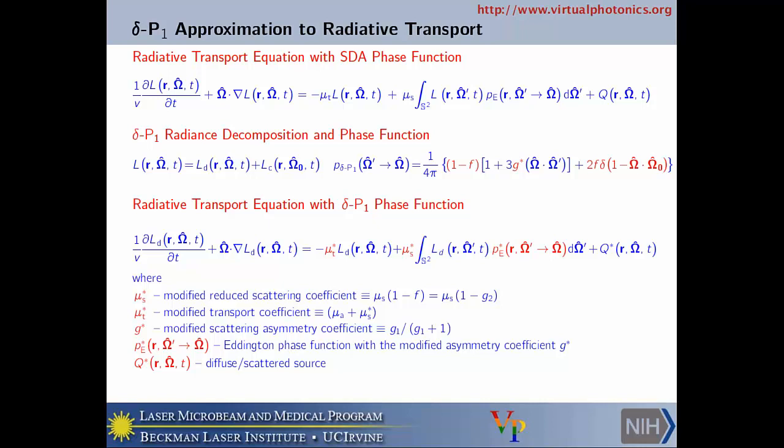And then if you go through the mathematics, there's a reduction of the g that's used in the Eddington phase function that becomes g star, which is actually the first moment of the phase function, g. I just call it g1, not to get confused with g2. So g star is g1 divided by g1 plus 1. And so this becomes much smaller. So a g of 0.9 essentially becomes a g of around 0.5. So how this helps is that it relieves the asymmetry that has to be accommodated by the phase function, and it also relieves the asymmetry that you have to have in the diffuse radiance, because you allow for collimation.